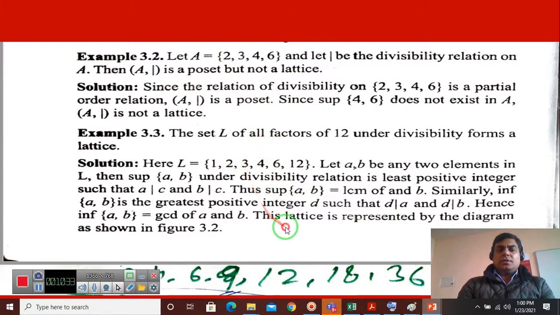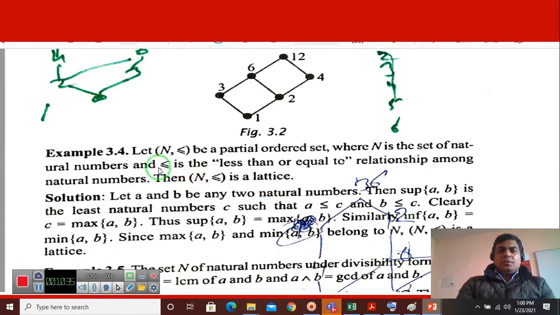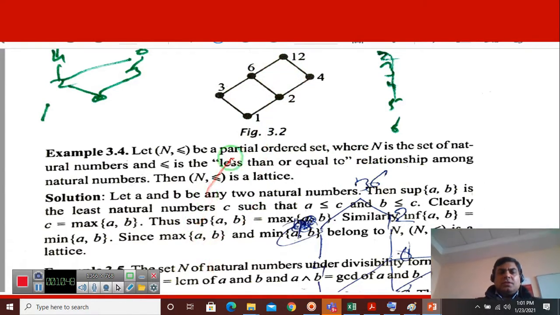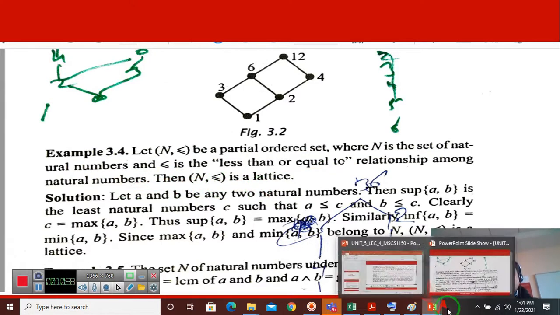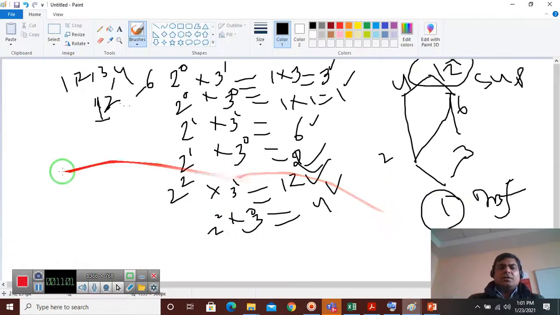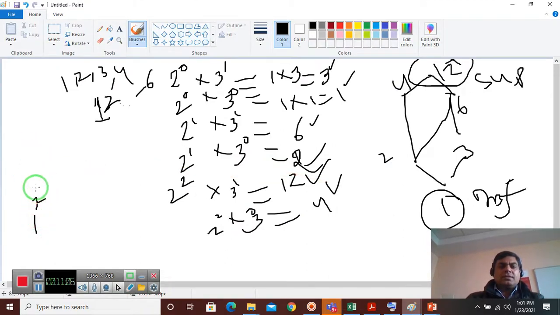This is called a lattice. This is a partial order set. We have solved this problem already: 1 divides 2 and 3, 2 divides 6, 2 divides 4, 4 divides 6 and 12. The set of natural numbers with the less than or equal to relation is also a partial order set, and it is a lattice, because it is a simple relation. So we can make the Hasse diagram: 1 is less than 2, less than 3, and less than 4.